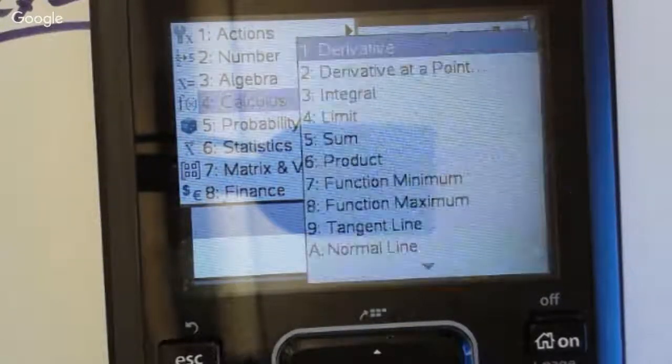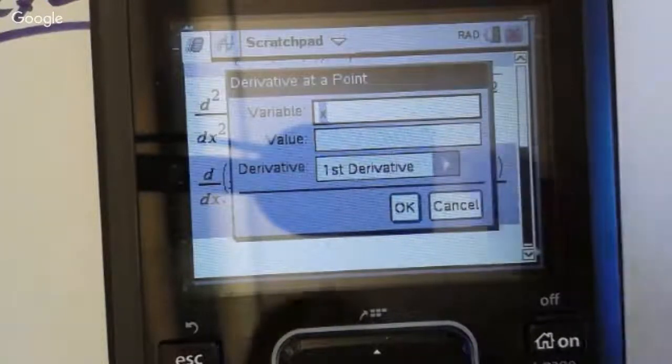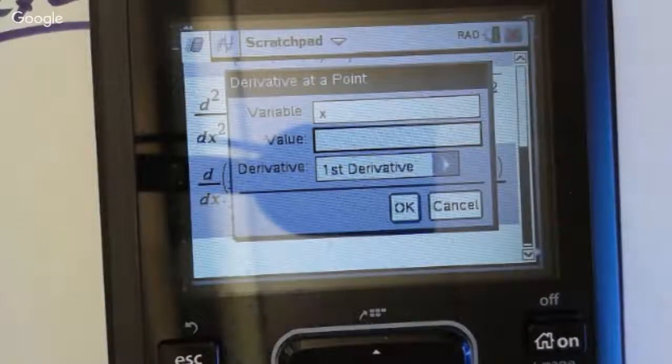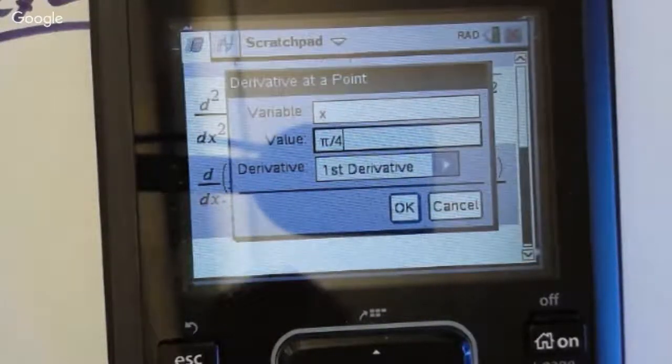Okay, so then you go to derivative at a point, because I want to know the derivative at just that one point. So the variable's x. The value I want to find it for is what? Pi. And if you haven't found pi, by the way, if you just look down the left-hand side, it's on that screen. So pi divided by 4.